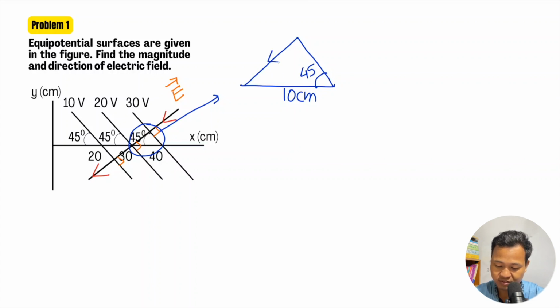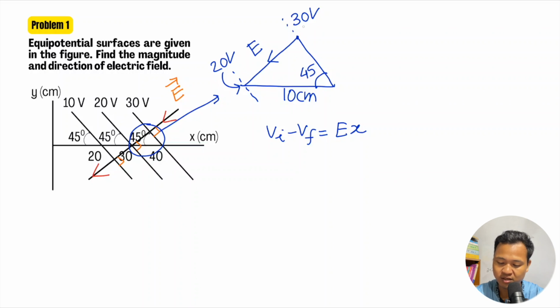So for the electric field, delta V is equal to E into X, or V initial minus V final equals E into X, the work done by a conservative force. This point is 30 volt and this point is 20 volt. X is the distance from 20 to 30. I have this value, I have this value, and I have this angle.